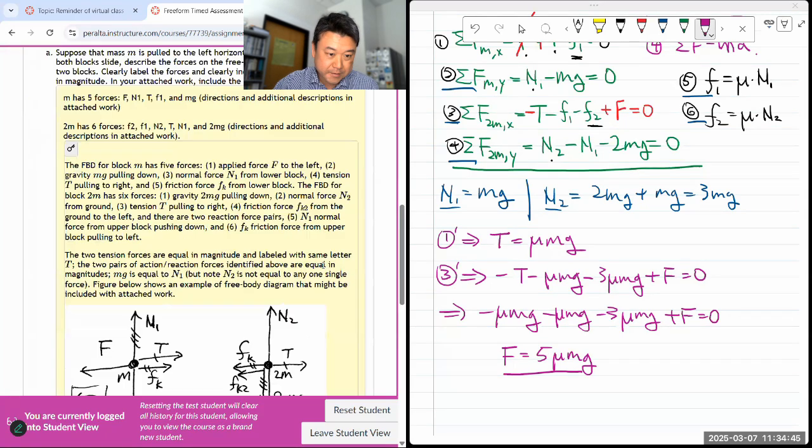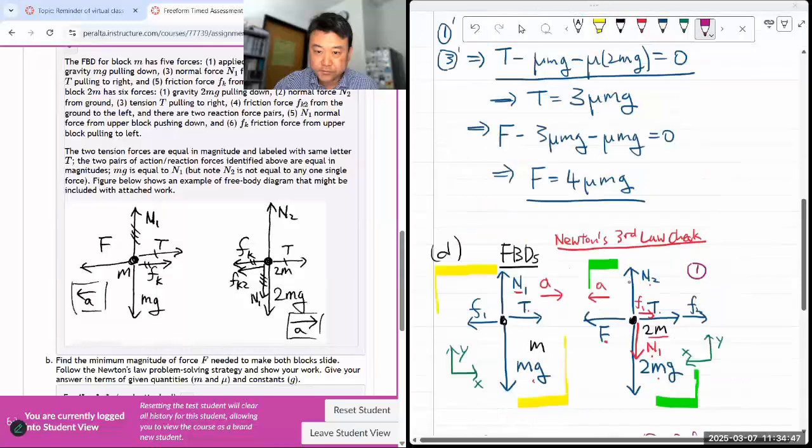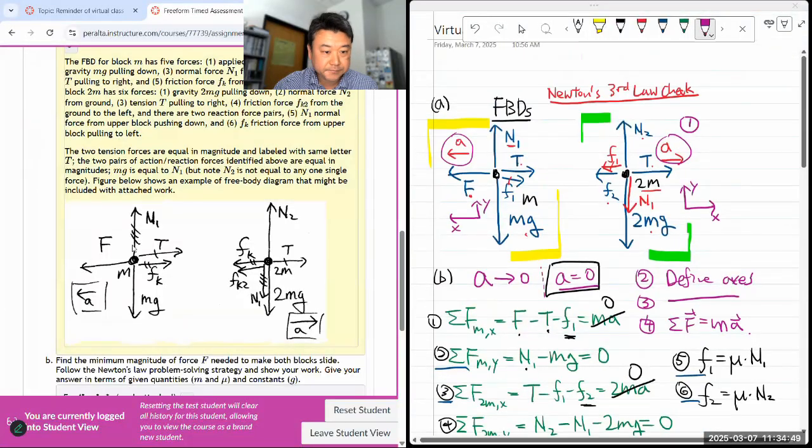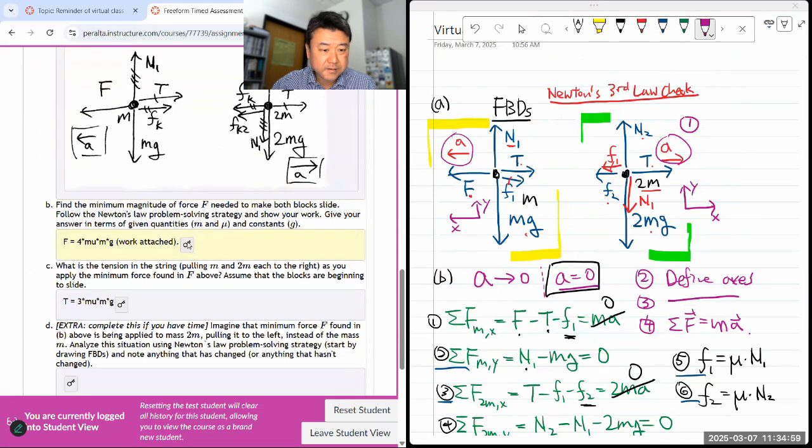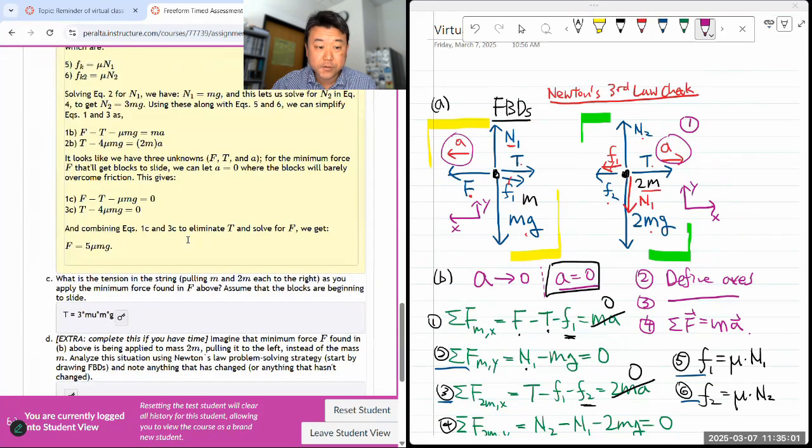So, 5 forces. Yeah, I think I drew all the forces right. And tension forces are the same, but I wouldn't identify them as action-reaction forces. All looks kind of right. F is equal to 4 mu mg.